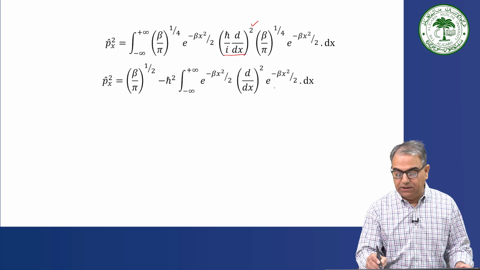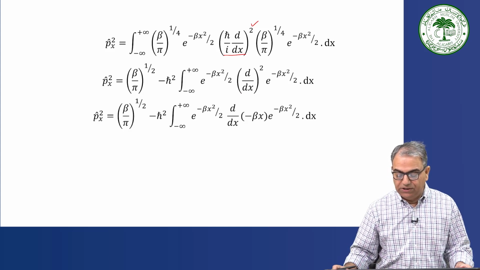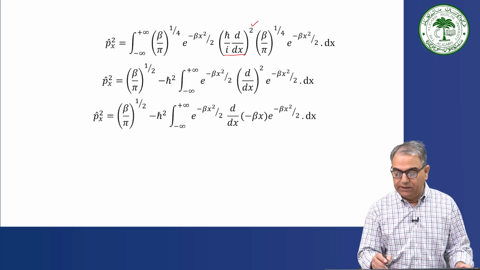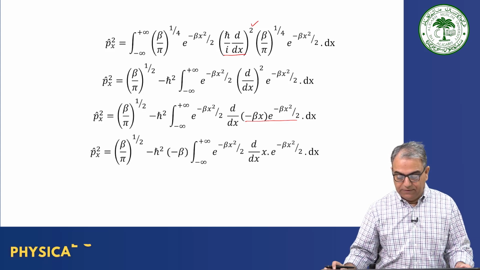Rearranging this equation, minus h cross square will come outside, and now it is a double differential of exponential minus beta x square divided by 2. If you double differentiate it, the first differential we have already done, it comes out to be this one. Then the second differential, if you do it, you get this one.